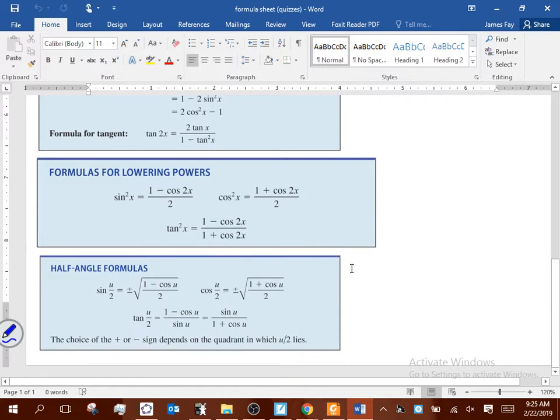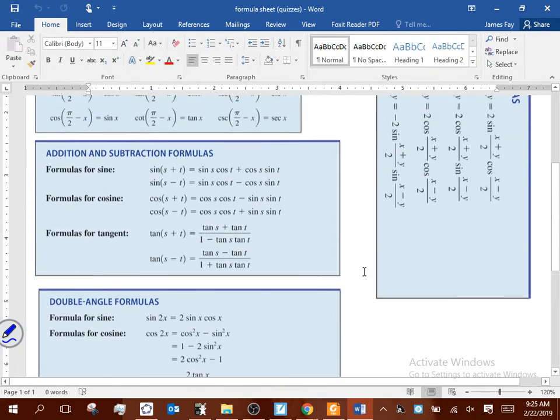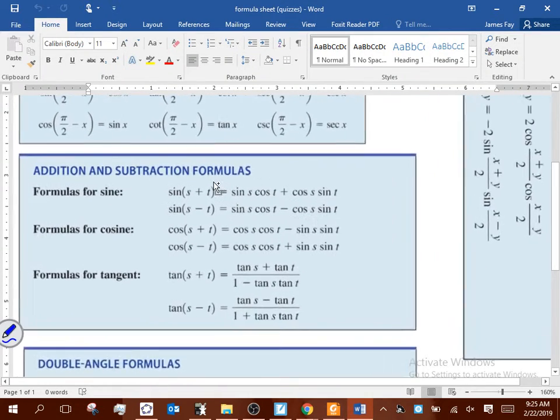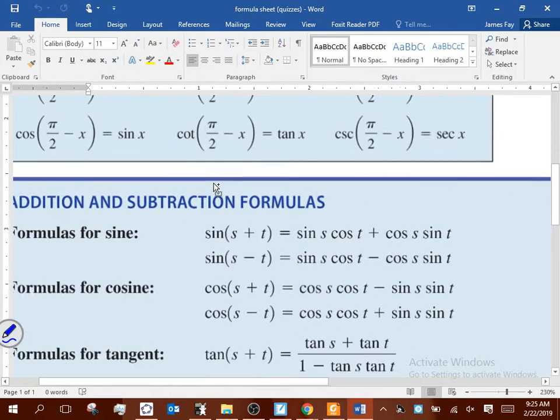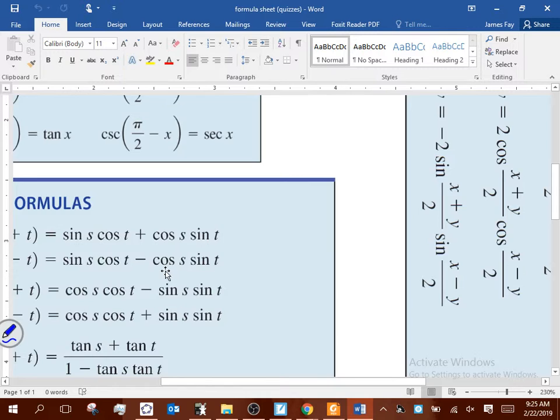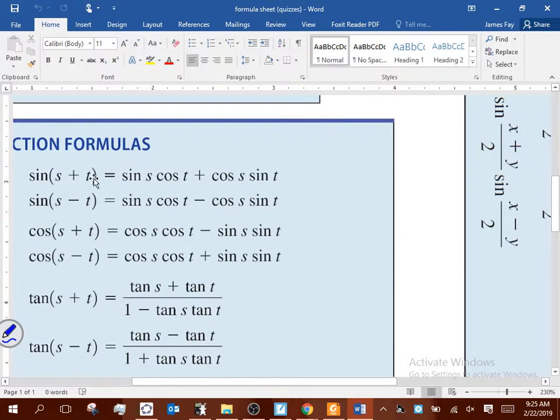Okay? Is that a lot of stuff? And if you look at these, I mean, look at these. These are called our sum and difference formulas. Look at these things. Are these very similar? These 4?